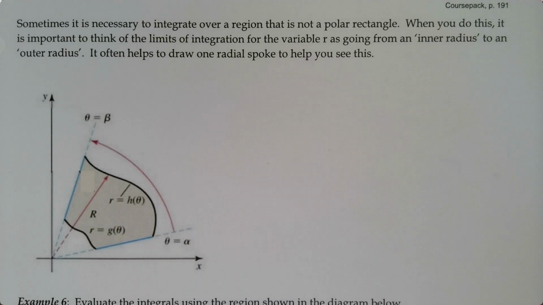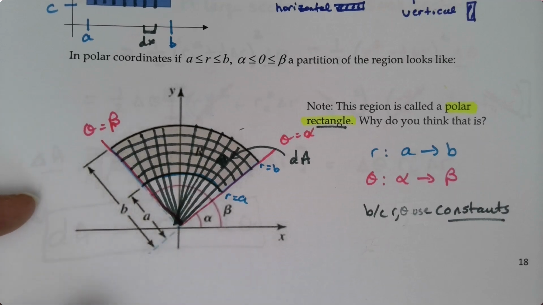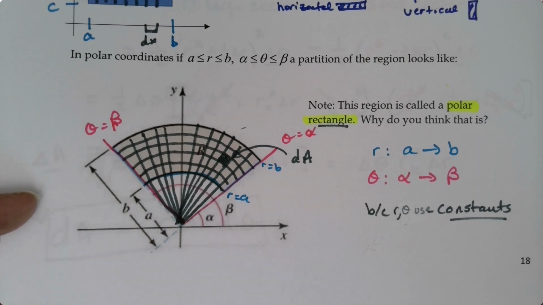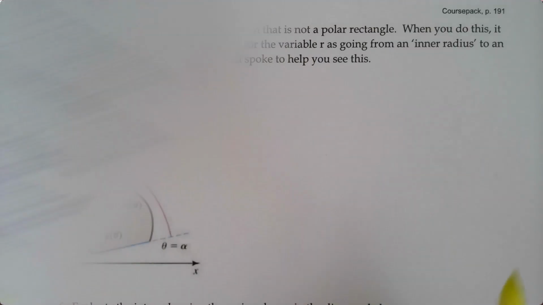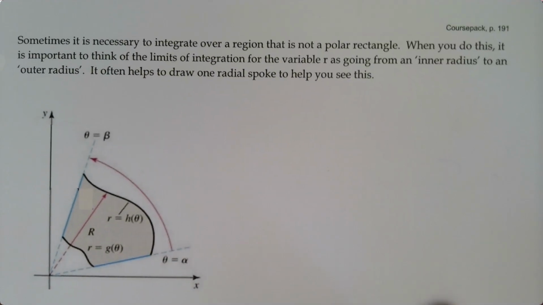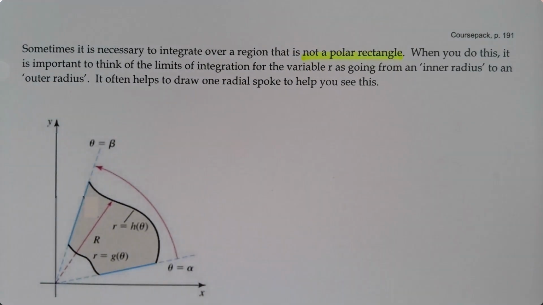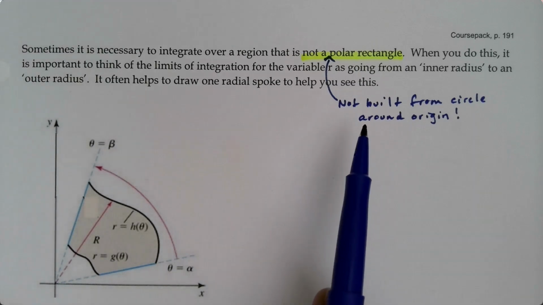So far, all of our polar regions that we've integrated over were polar rectangles. Remember, polar rectangles are basically built from a polar circle where the r and the thetas are constants. In other words, it's basically built off of a circle centered at the origin. But that does not have to stay that way. We do not have to always work with a polar rectangle. So what happens if it's not built from a circle around the origin?